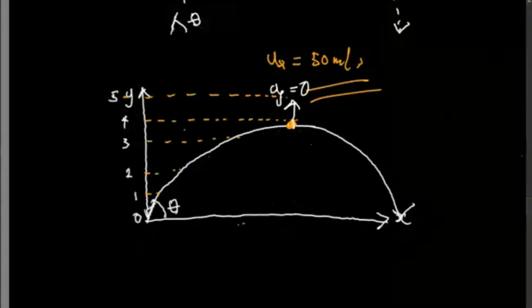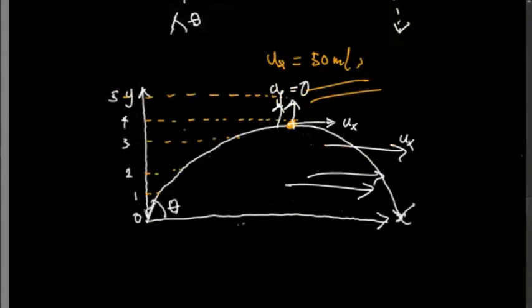But the horizontal component persists. It remains because the object is still moving towards this side. It has stopped moving upwards, but it's still moving in this direction. That is why there's still ux.